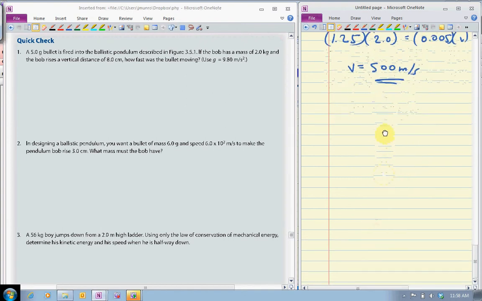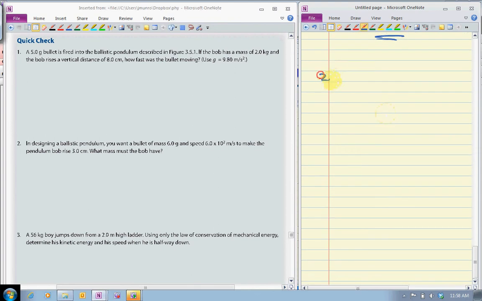In question number 2, we're designing the pendulum. This time we use the same formula. We know the mass of the bullet, 6 grams. We don't know the mass of the pendulum, but we know that the block rises 3 centimeters.